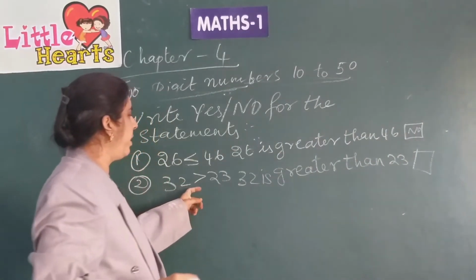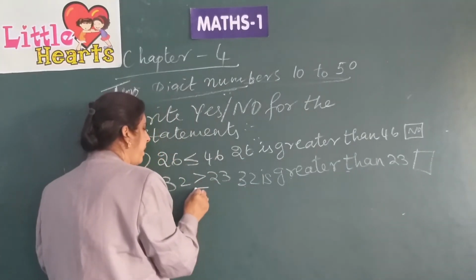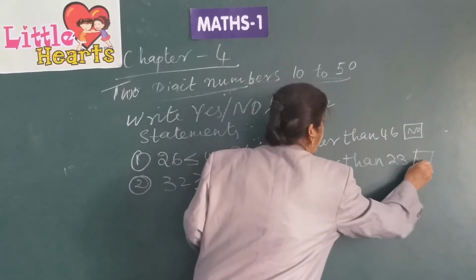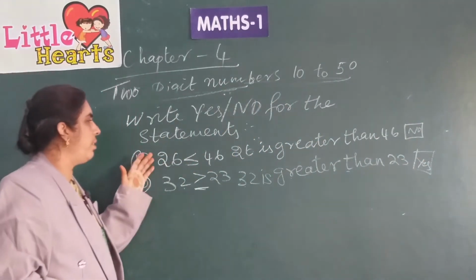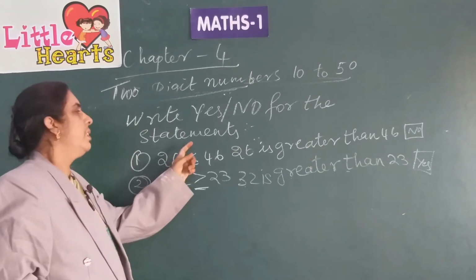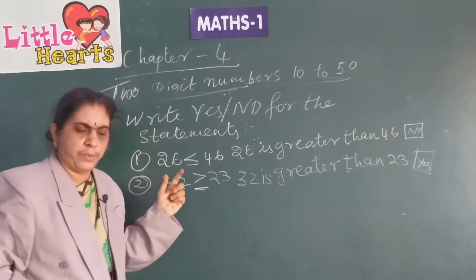Here, 32 greater than 23. See, 32 is greater than 23. This symbol is greater than, so it is a right statement. So according to the statements and symbols, the statement should match with the symbol, then only you can write yes or no.